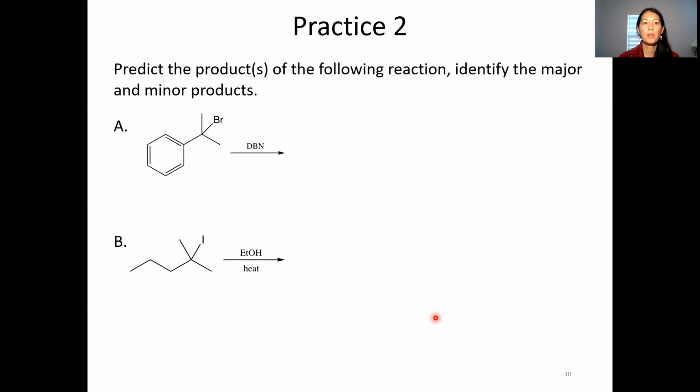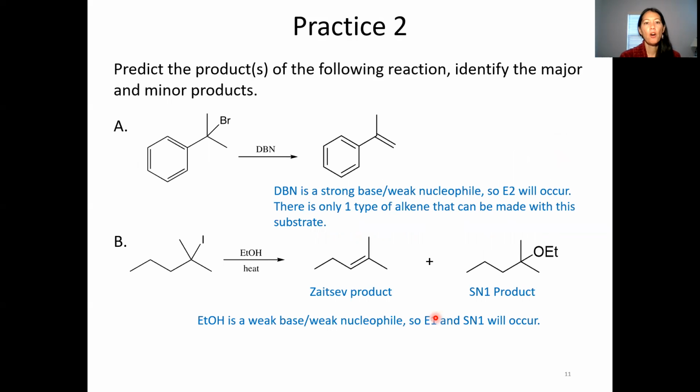Okay, let's do two more. Pause and write the products here. For the first one, what I look at is, first I'm using DBN. This is a strong base but weak nucleophile. So E2 is going to occur. It doesn't matter what type of substrate, E2 is going to occur. Since there is only one type of beta hydrogen to eliminate, to deprotonate, then you're only going to get this single product, only one type of alkene. If you put the double bond here instead, that's the same compound, just rotate around this carbon-carbon bond.